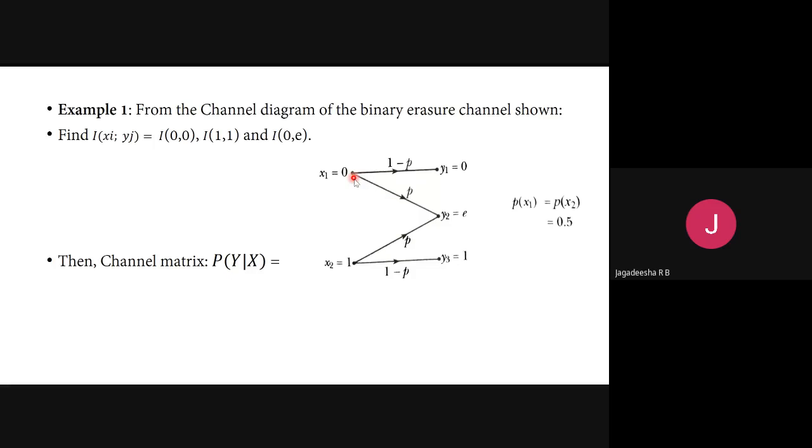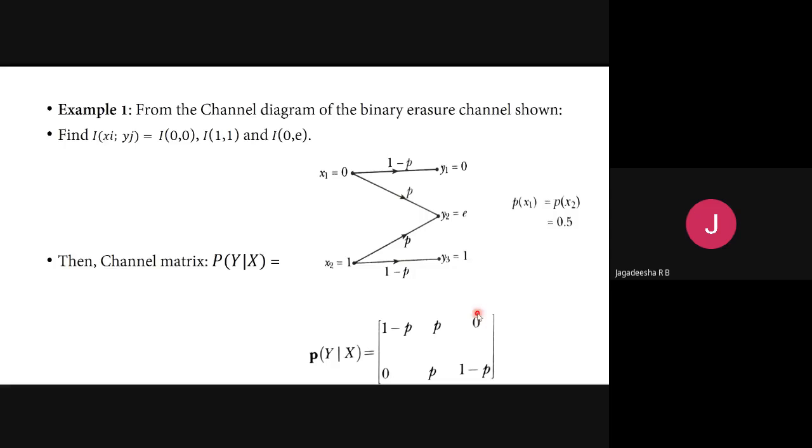So we know very well how to find this when a channel diagram is given. So how to do that? Basically we have the input here x1, x2, and the outputs here y1, y2, and y3. So do we get this information here? First one, 1 minus P. Why? Because from x1 to y1, that is 1 minus P.